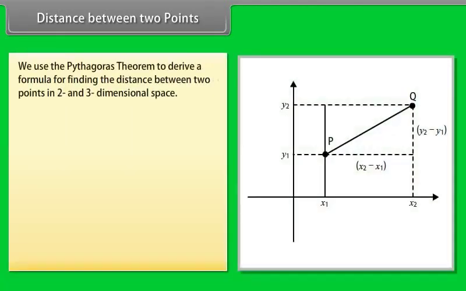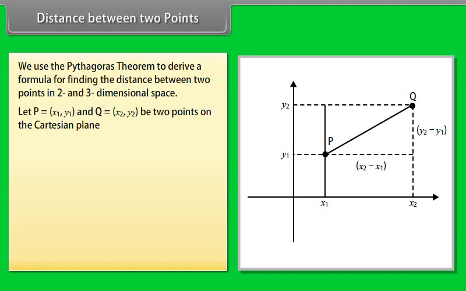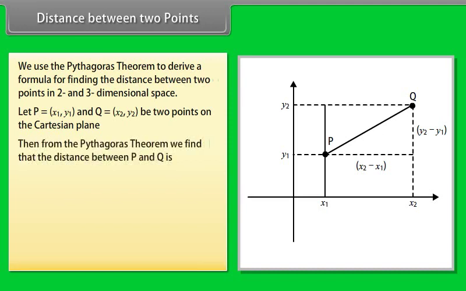Distance between two points. We use the Pythagoras theorem to derive a formula for finding the distance between two points in 2 and 3-dimensional space. Let P = (x1, y1) and Q = (x2, y2) be 2 points on the Cartesian plane as shown in the figure. Then from the Pythagoras theorem, we find that the distance between P and Q is PQ = square root of (x2 - x1) square plus (y2 - y1) square.